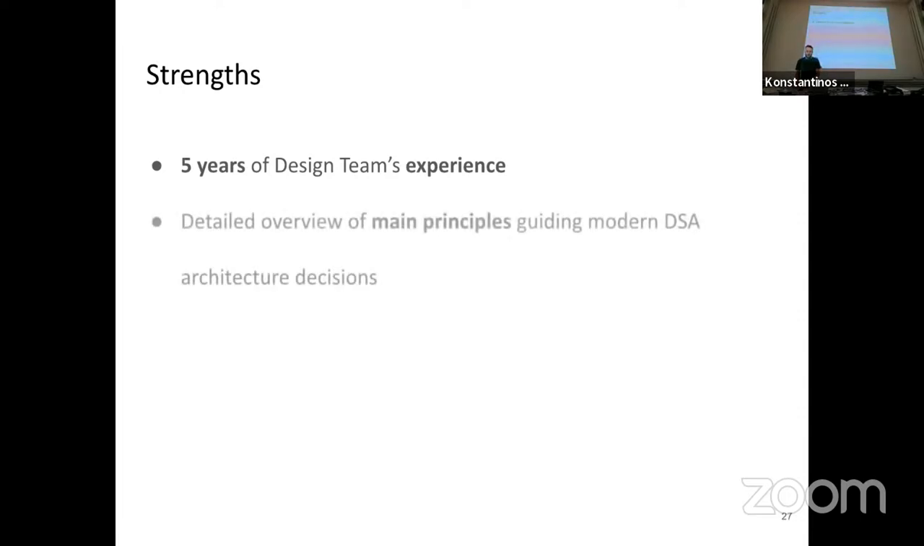So let's look at some of the strengths of the paper. The team has had a lot of experience. They have been designing these TPUs for over 5 years now. And you can clearly see from the paper that these people know what they're talking about. Some of the lessons that they have expanded on in depth in the paper are very, very interesting to read. And it provides a very detailed overview of what goes into developing a modern DSA architecture in some sort of industrial environment.